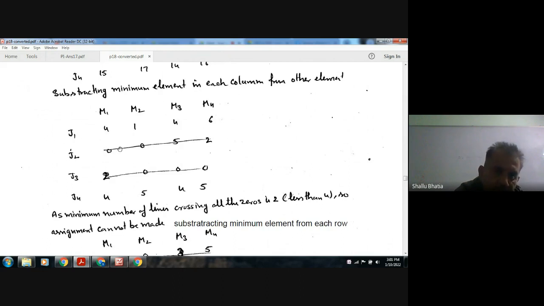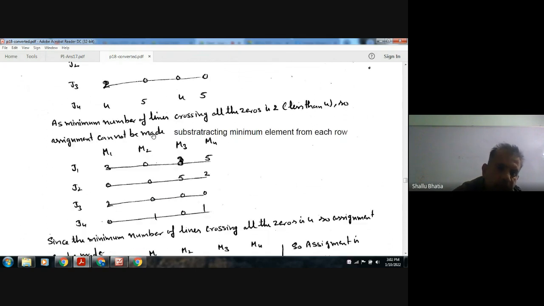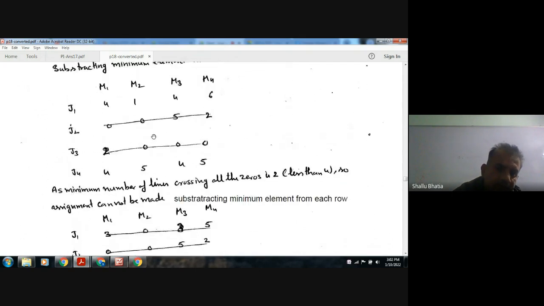Now here we can see 0, 0, 0, 0. The number of lines crossing all the zeros is 2, so this is not the optimal solution. For the optimal solution, the number of lines crossing all the zeros should be equal to the size of the matrix. Here the size of the matrix is 4 by 4, so the number of lines should be 4. So now we perform some more calculation.